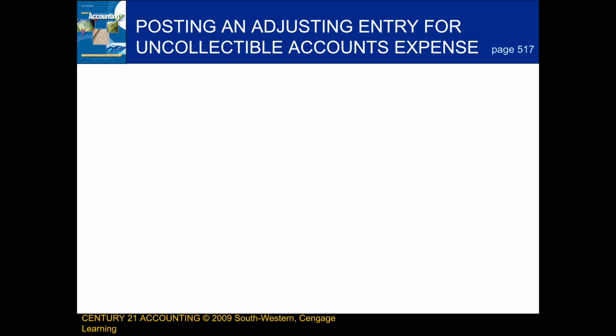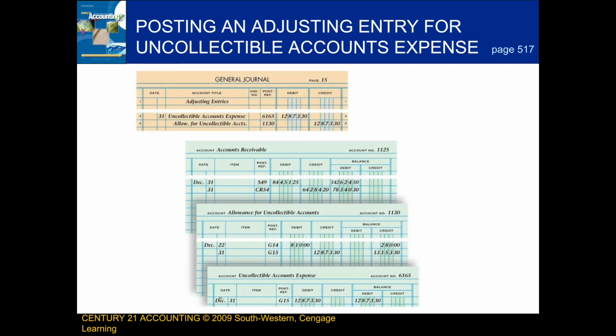Okay, so the last thing that we're going to be talking about in this lesson is posting an adjusting entry for uncollectible accounts expense. When we post an adjusting entry for uncollectible accounts expense, there are a couple of steps that we follow when doing this process. First, we record the amount as a debit to uncollectible accounts expense. And then we record that same amount as a credit to allowance for uncollectible accounts.